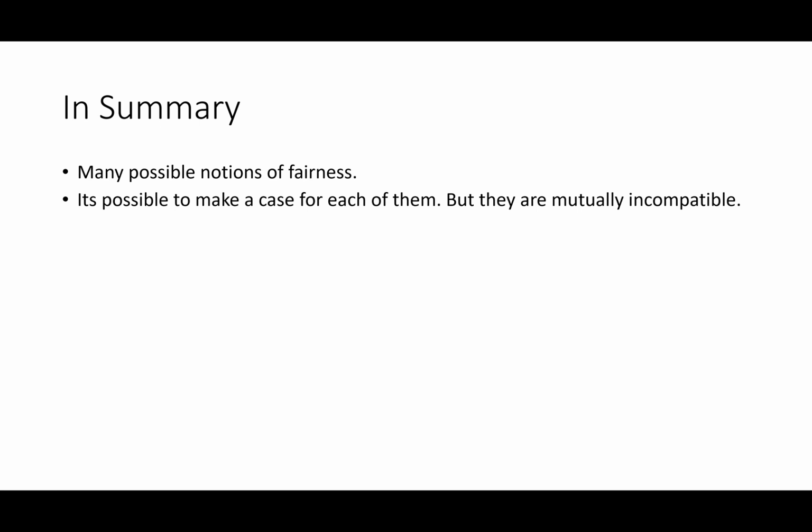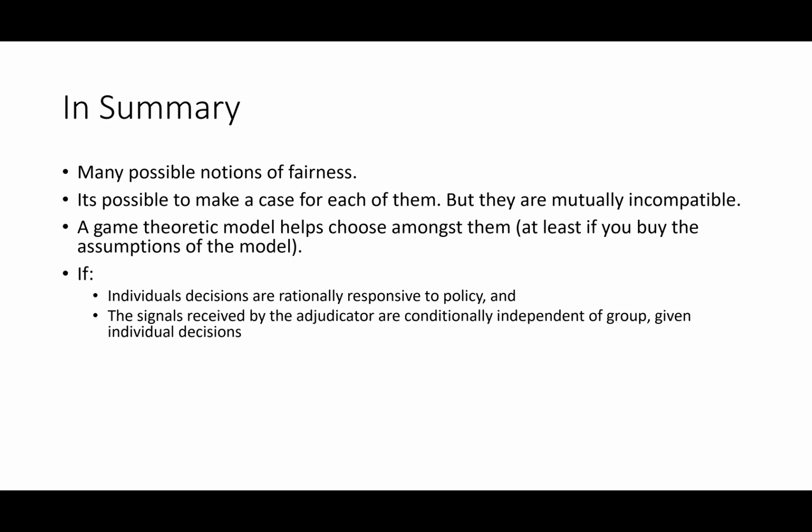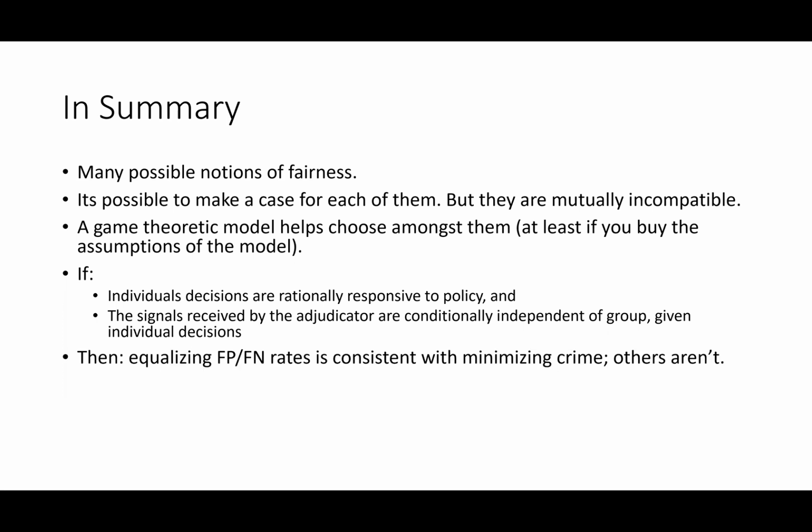Okay, so in summary, there are many possible notions of fairness. It's possible normatively to make a case for each of them, but unfortunately, they're mutually incompatible with one another. A game theoretic model might help in choosing amongst them, at least if you buy the assumptions of the model. And the assumptions of our model, at a high level, are that, one, individual decisions are rationally responsive to policy, that if you change the criminal justice system, it'll change people's decisions about whether to commit crime or not, and two, that the signals observed by the adjudicator are conditionally independent of group, that they only depend on your individual decision. And what we learn is that if you buy those assumptions, then equalizing false positive and false negative rates is consistent and in fact necessary for minimizing crime, and the other notions of fairness are not.